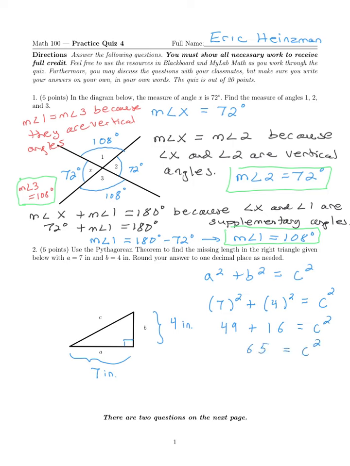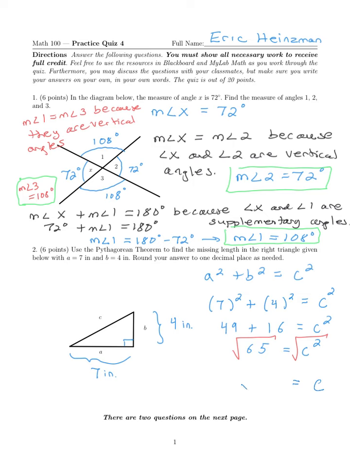Now that's not our answer. We're looking to solve for c, and it should be in inches. To solve this equation, we can take the square root of both sides. So I'll take the square root of 65 and the square root of c squared. In this case, square rooting something squared will cancel to leave you with just c because these are inverse operations. So on the right, the square root of c squared is c.